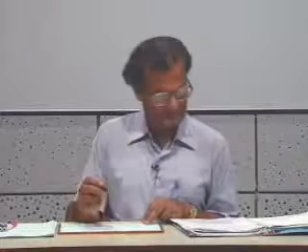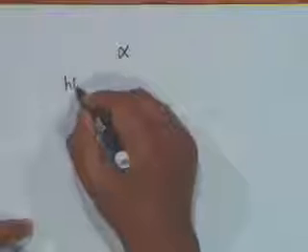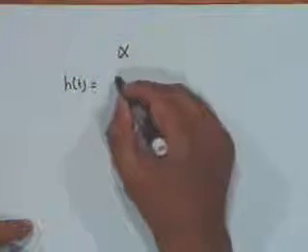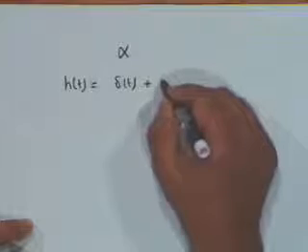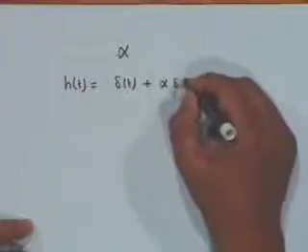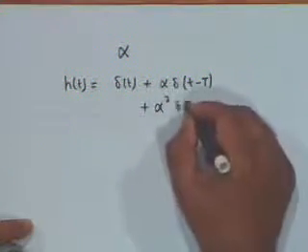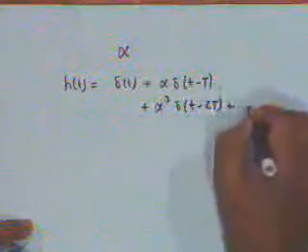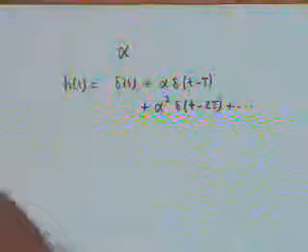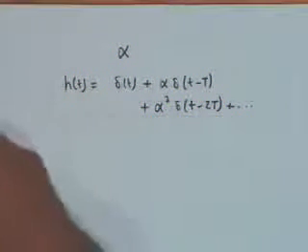And the second part of the question was, if this is h of t, find the range of gain alpha such that this feedback system becomes unstable. Now h of t is equal to delta t plus alpha delta t minus capital T plus alpha squared delta t minus 2T and so on. You are required to find the conditions on alpha such that the system becomes unstable.